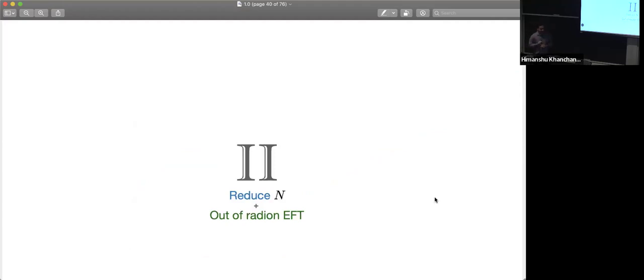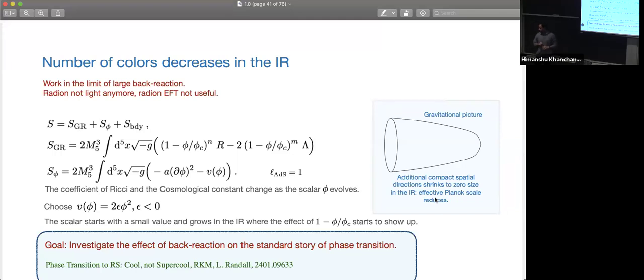So the second part is we'll focus on reduced n, but actually we will see that it goes out of that equation that I schematically wrote down, e to the minus n squared over delta times the function. It's out of the radion effective field theory. So let's turn to actually explicit examples.